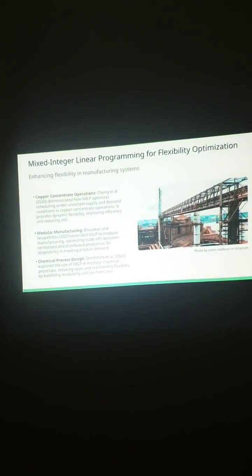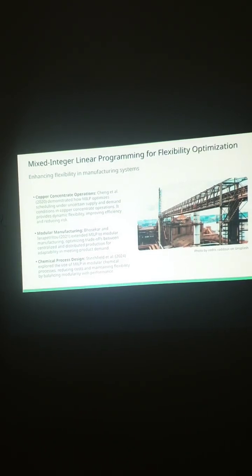Okay, modular manufacturing: Boshika and Iropetro extend MILP to modular manufacturing, optimizing the trade-off between centralized and distributed production for adaptability in meeting product demand. Chemical process design explores the use of MILP in modular chemical batch, reducing cost and maintaining flexibility.